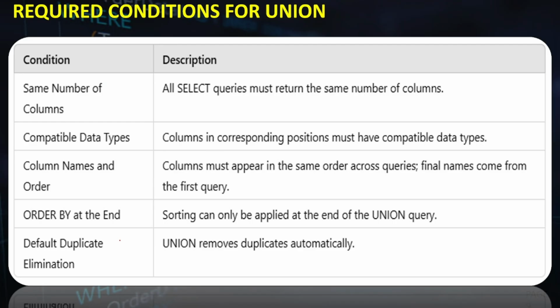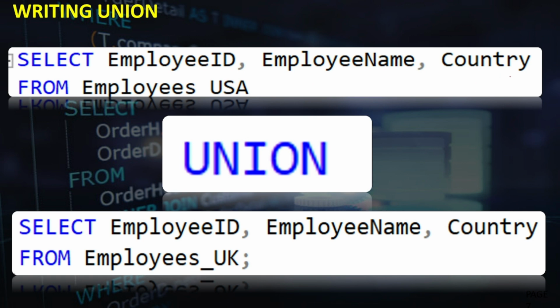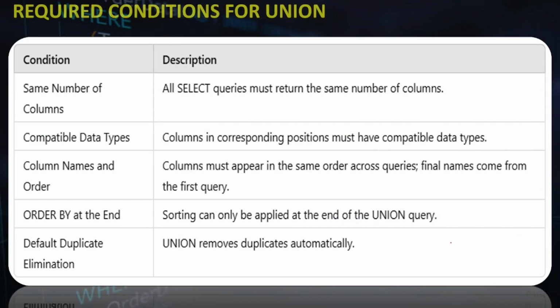Make sense? What I'm going to explain to you are the conditions which are very much required when you are going to write union. Condition number 1: all select queries must return the same number of columns. You know that a union has two select queries. So this is the first select query and this is the second select query. It's not possible that you will have fewer fields in the first select query and more fields in the second select query. This is the first condition.